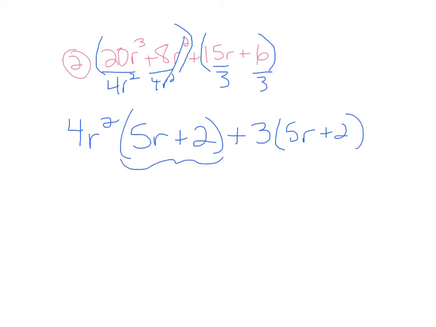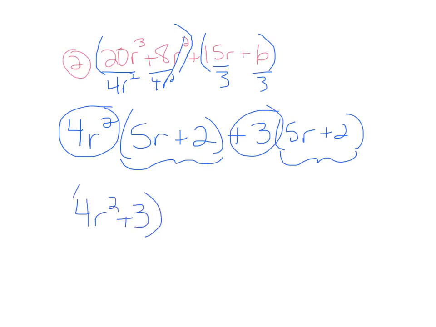Again, what's inside your parentheses is the same. Okay, so you're going to take 4r squared plus 3r. That's going to be grouped together. And what's in your parentheses. Okay, and that's it. That's factor by grouping. Remember, this is used when there's more than 3 terms.